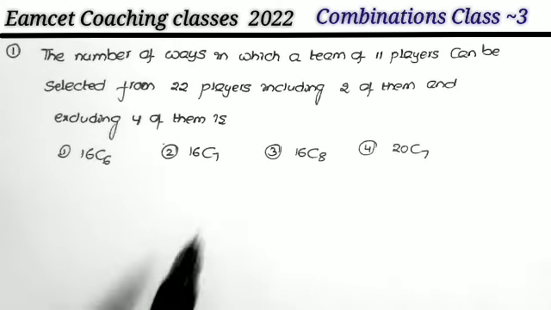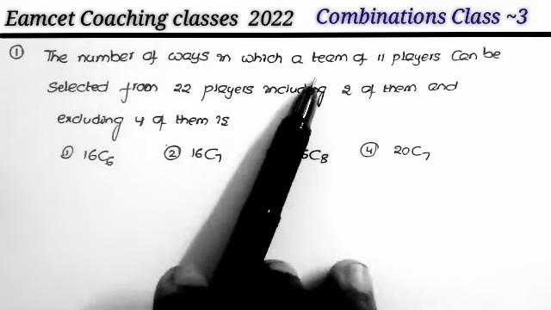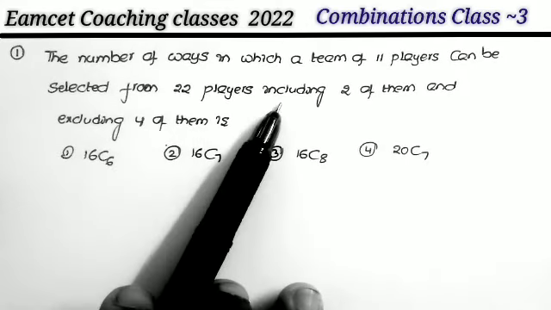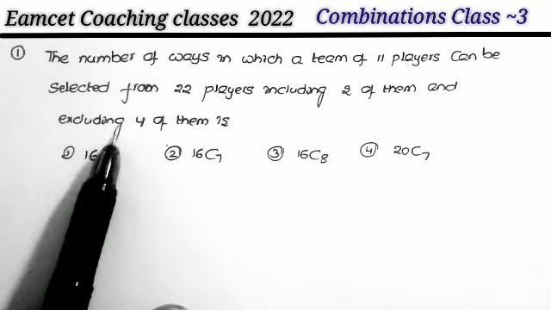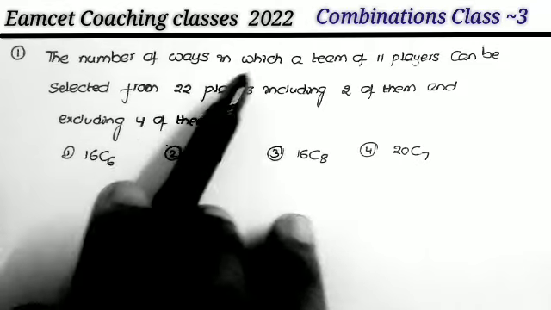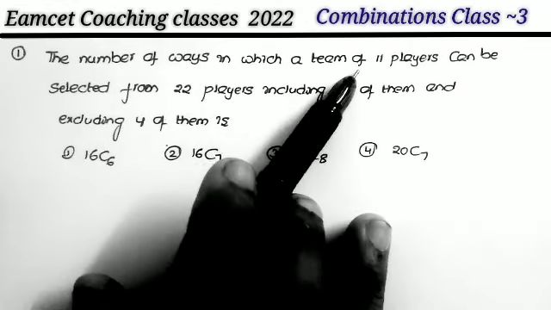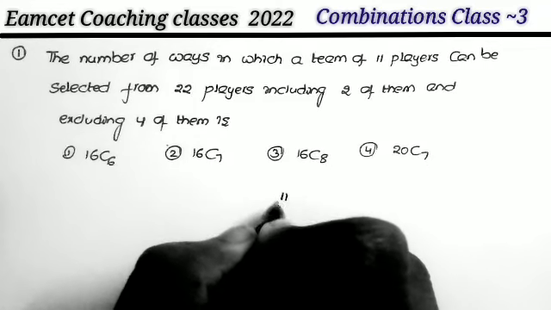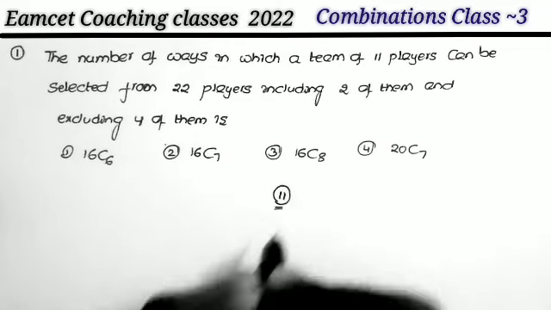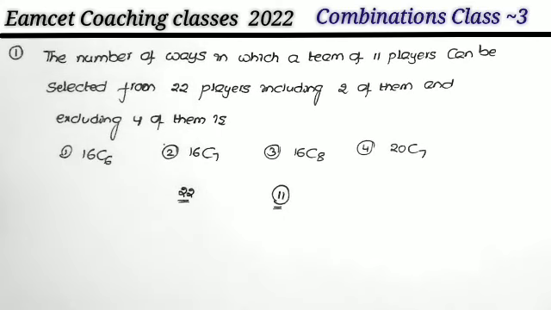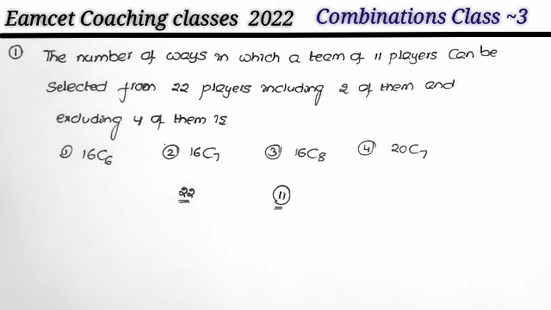The first problem: the number of ways in which a team of 11 players can be selected from 22 players, including 2 of them and excluding 4 of them. So what is the given question? The number of ways in which a team of 11 players can be selected. We have to select 11 players from the 22 members. 22 players are given, and we have to select only 11 members.